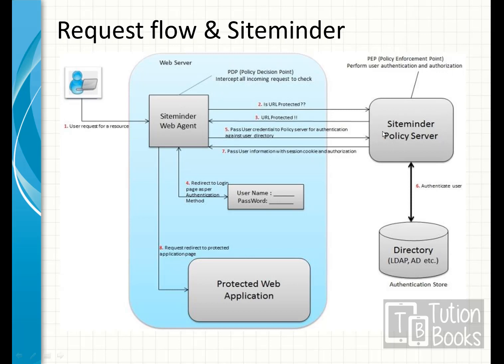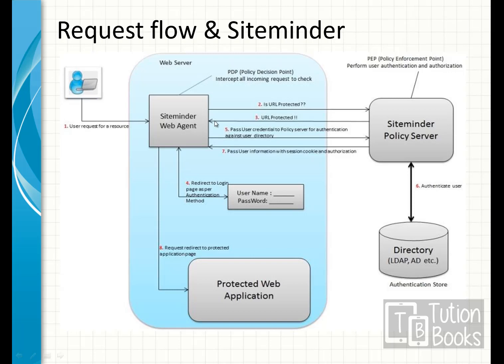So first, when the request comes to the agent, it will check in the Siteminder policy server whether the URL is protected or not. If the URL is not protected, the part of the web agent completes over there. It just allows access to the application. If the URL is protected, it will give a confirmation to the web agent that the resource being accessed by the user is a protected resource.